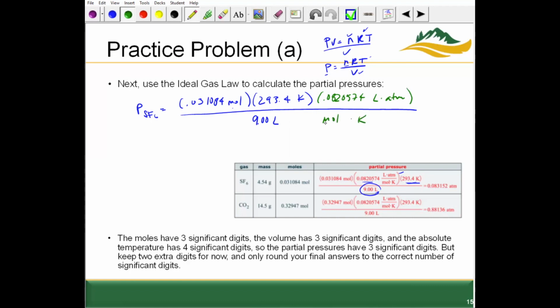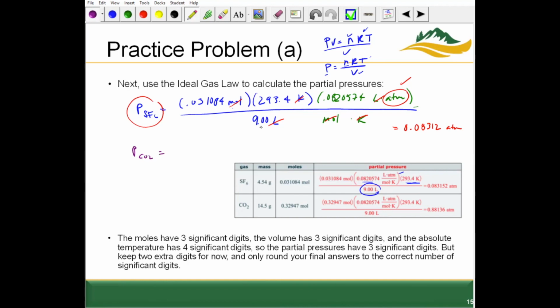So we put per mole Kelvin on the opposite side of this division line to then better visualize that moles, moles, Kelvin, Kelvin, liters, liters. We want to solve for pressure. We're solving for pressure, so it does make sense that we're left with just atmospheres for our unit. Doing this multiplication and this division, we will get that the partial pressure of sulfur hexafluoride is 0.08312 atmospheres. Let's do the same thing for the partial pressure of CO2.